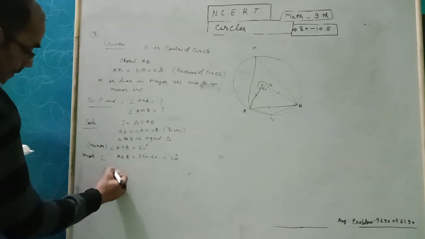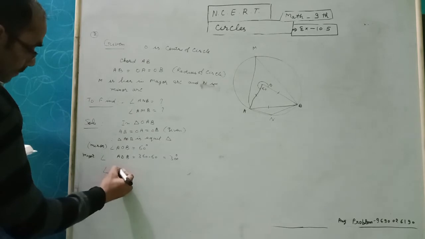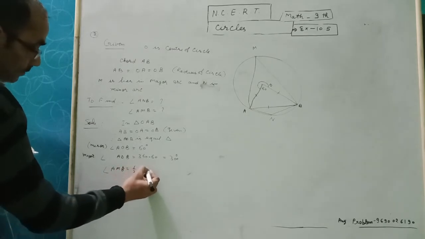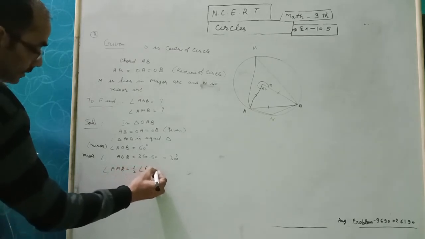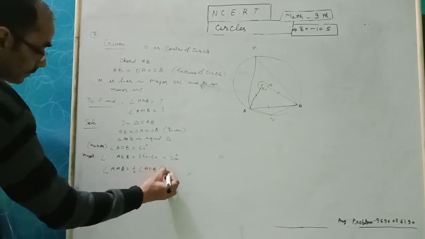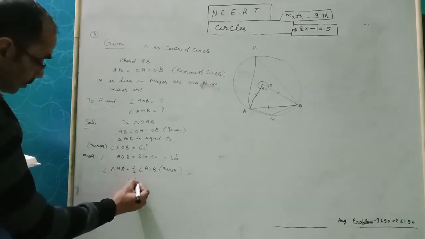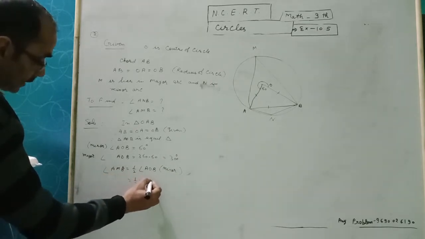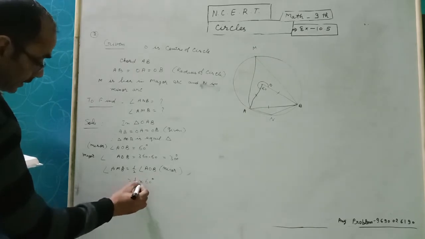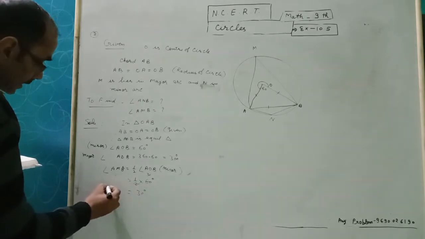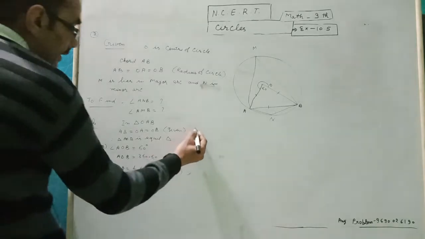Angle AMB is equal to 1 by 2 angle AOB minor. 1 by 2 angle is equal to 60 divided by 2 is equal to 30. Then angle AMB is equal to 30 degrees.